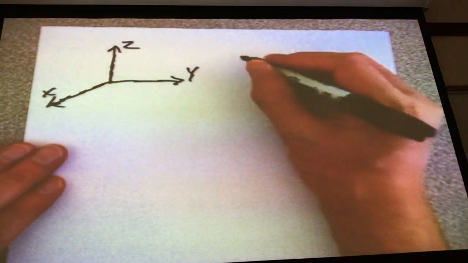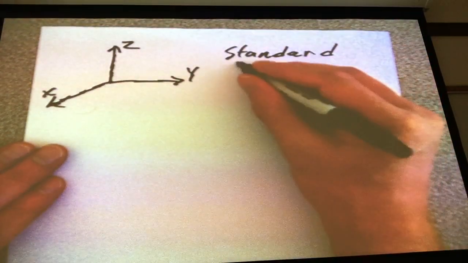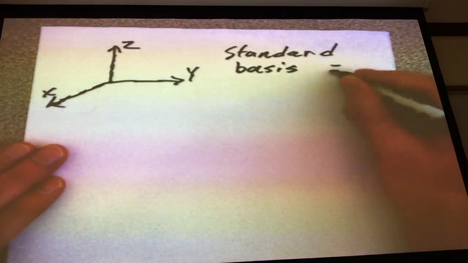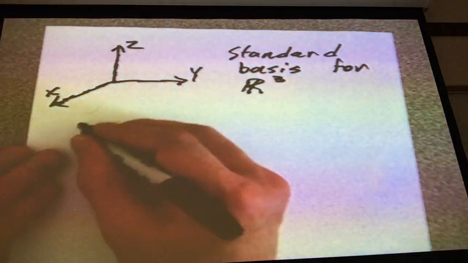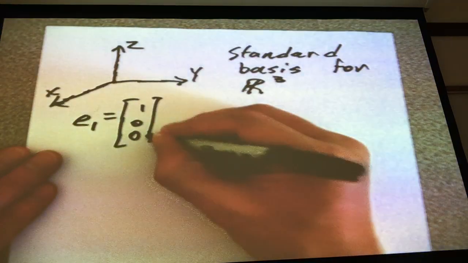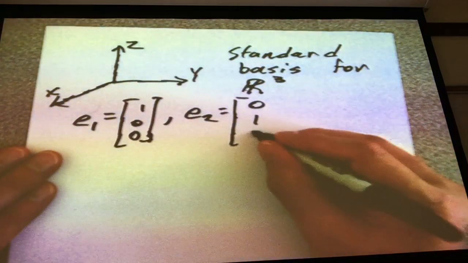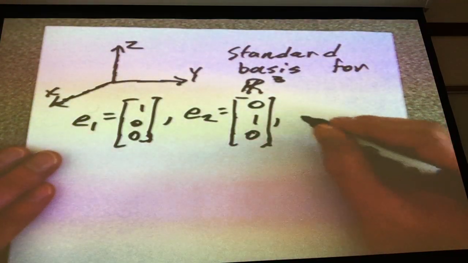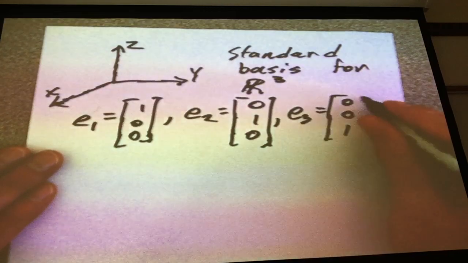Now, let's talk about the standard basis for R3. We got E1, which is 1, 0, 0. E2, 0, 1, 0. And E3, 0, 0, and 1.